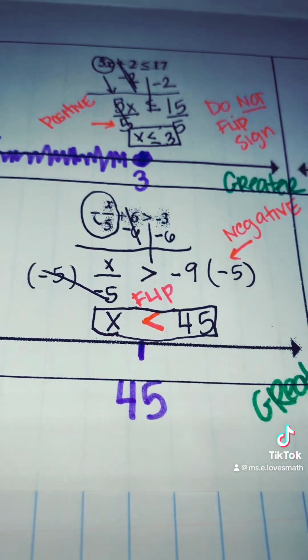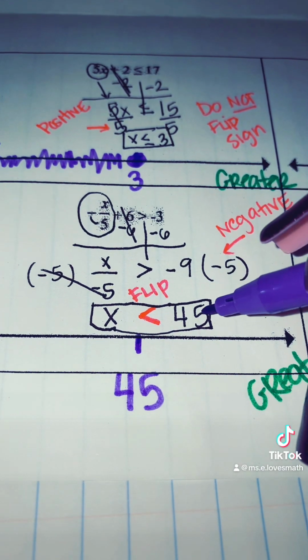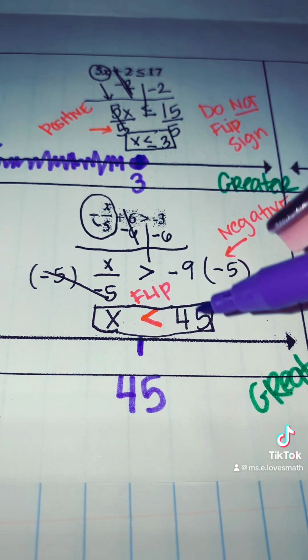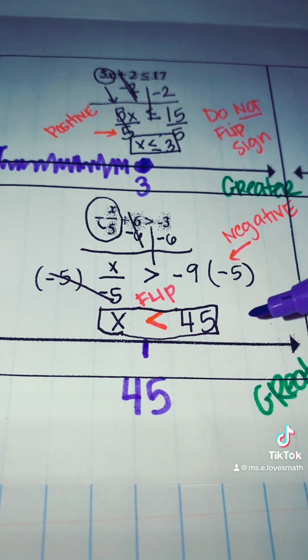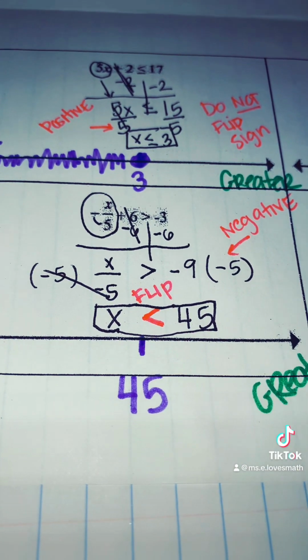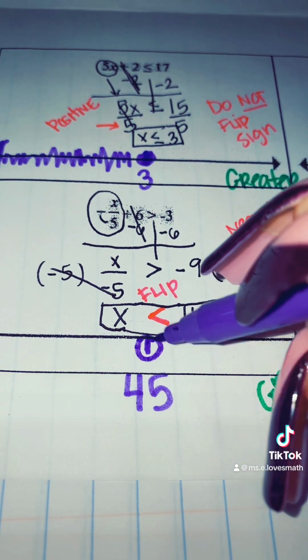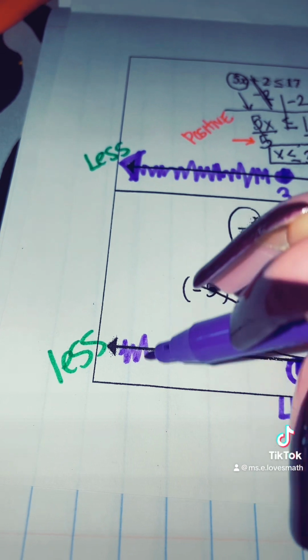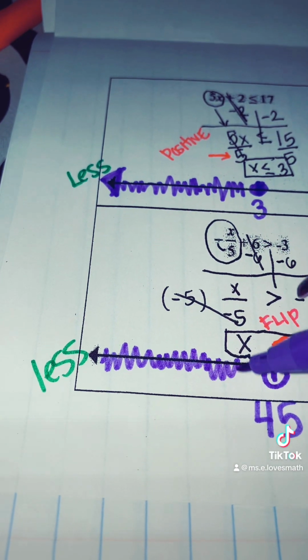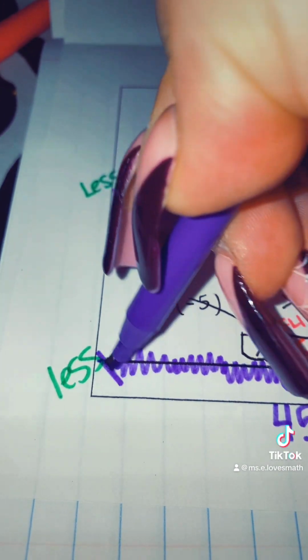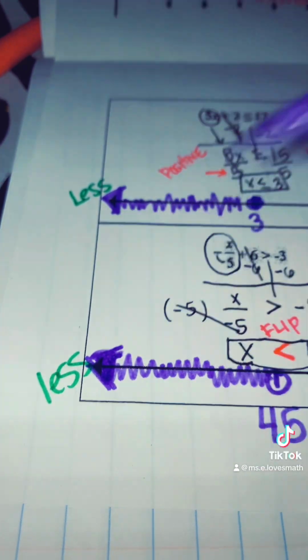The most important number that needs to be on our number line is the number 45. This states that x is less than 45, so x needs to be all the numbers less than 45. There will be an open circle since it is the less than symbol, and we will shade to the left to signify all the numbers less than 45.